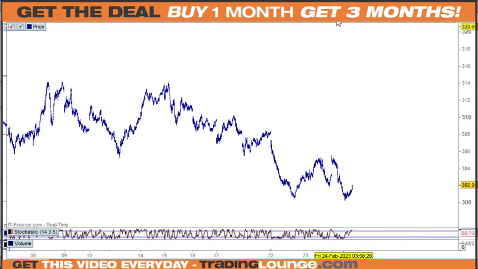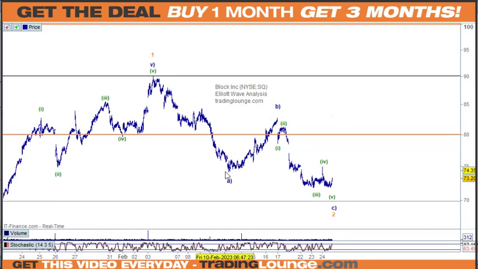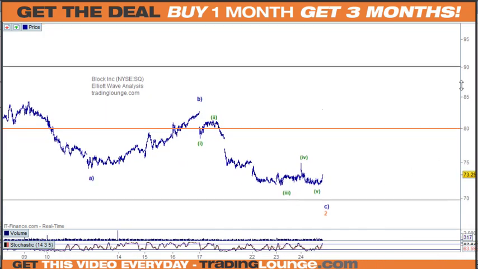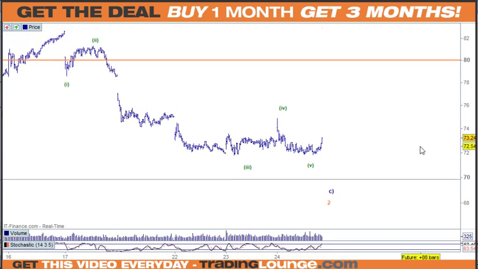Okay, so let's just move on. 440. So block here. We've been looking for wave 1 with an A and a B and 1, 2, 3, 4, 5 for the C wave here. Once again, to say that's the low is a bit of a long shot, you know what I mean? But look, she's responding, which is good.